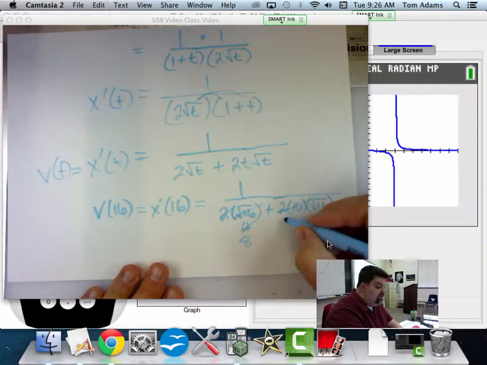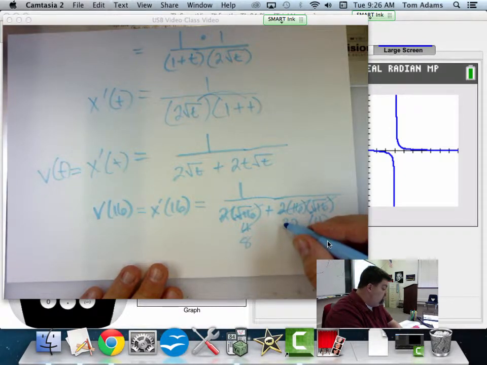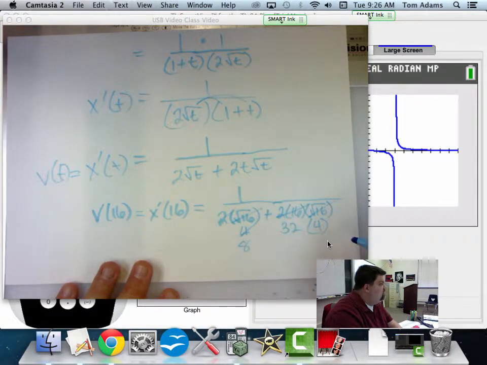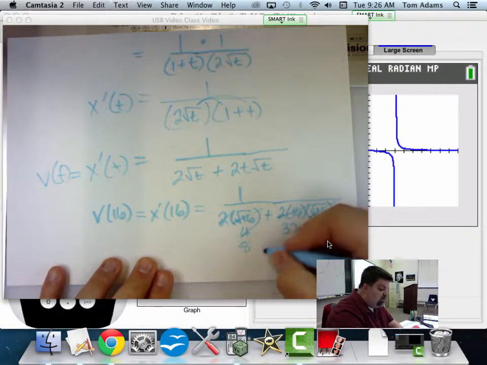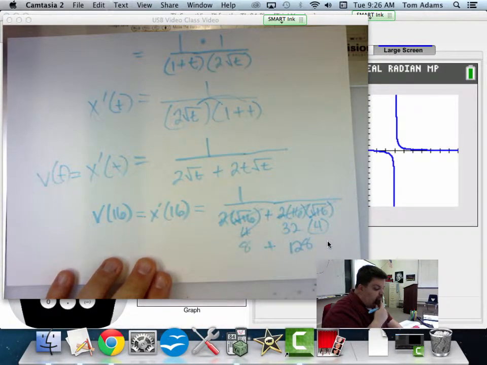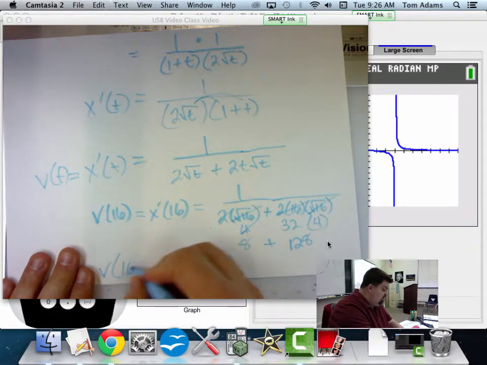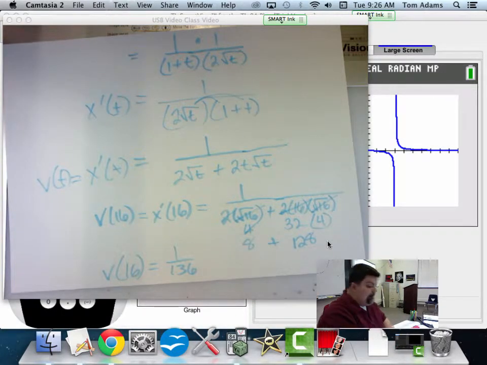This 2 times 16 is 32. The square root of 16 is 4. 32 times 4 is, what is that? 136? No. It's 128. 128. 136 is what I was thinking when you add them all up. So the velocity at 16 seconds is equal to 1 over 136 units per second or whatever.